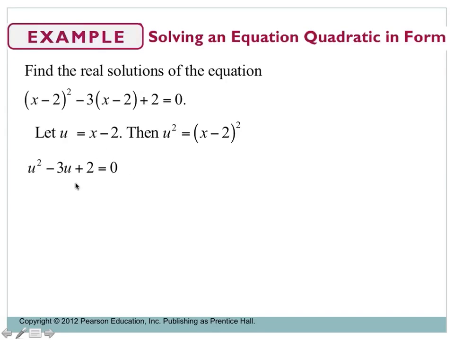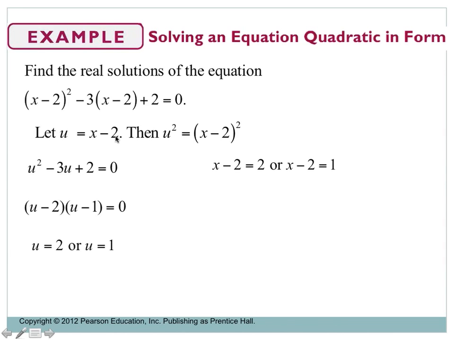Now if you look at this, this looks much nicer than the original. So we're going to deal with this equation here. It factors into u minus 2 times u minus 1. So we get solutions of u equals 2 or u equals 1. So these are our solutions, but they're in terms of u, and what we would actually want is our answer in terms of x.